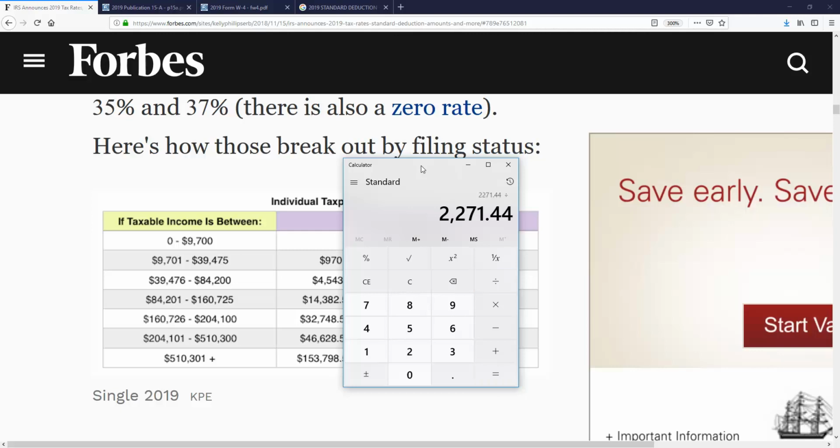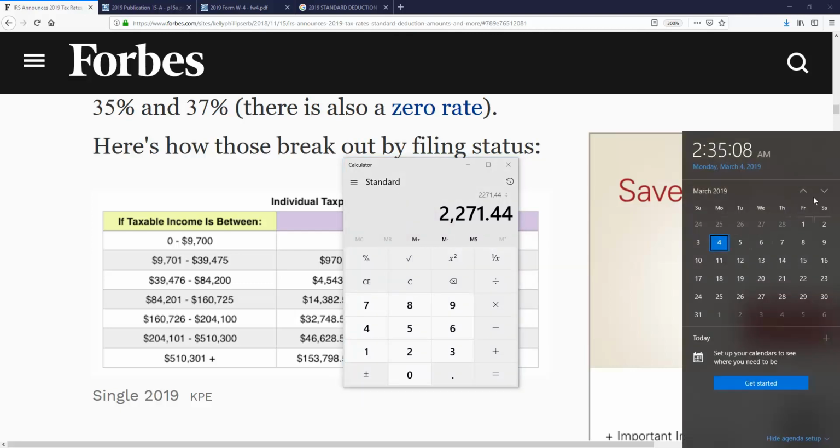Now we simply divide that by the number of pay periods remaining. This can easily be done on a calendar. Everyone knows their pay dates. A lot of times there are pay date calendars that tell you exactly what day you get paid on. You can simply count them up for the rest of the year. So let's take a look at our calendar here.